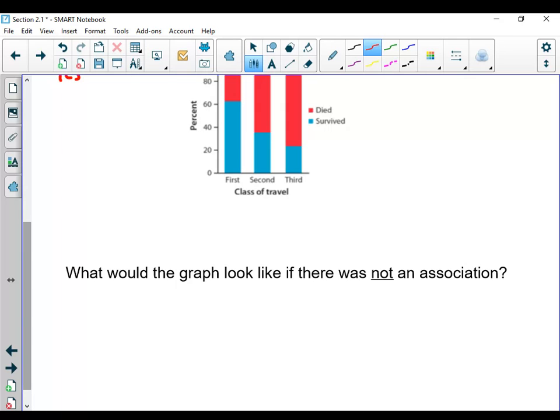What would be a situation where it wouldn't have an association? Where the numbers are close to the others. Yeah, maybe. Maybe if I had this, and I said, you get to choose which class of travel you have, knowing those percentages, would you care which one you chose? No, other than you probably want to go first class, but as far as survival is concerned, you wouldn't care because they're all the same. All right, so if there's no association, that means the percentages are going to be basically the same.